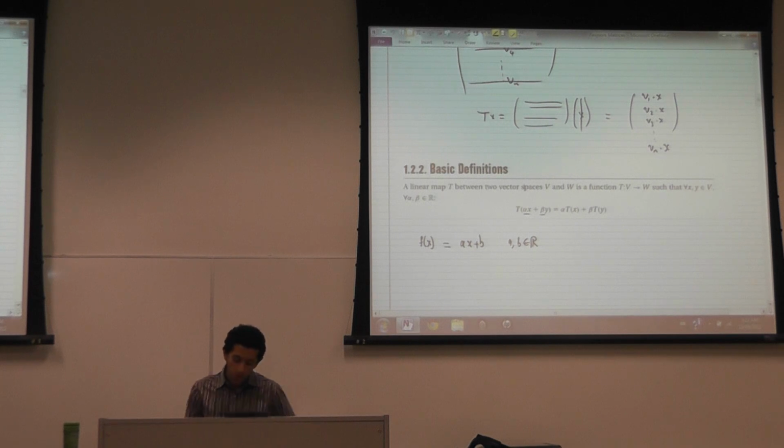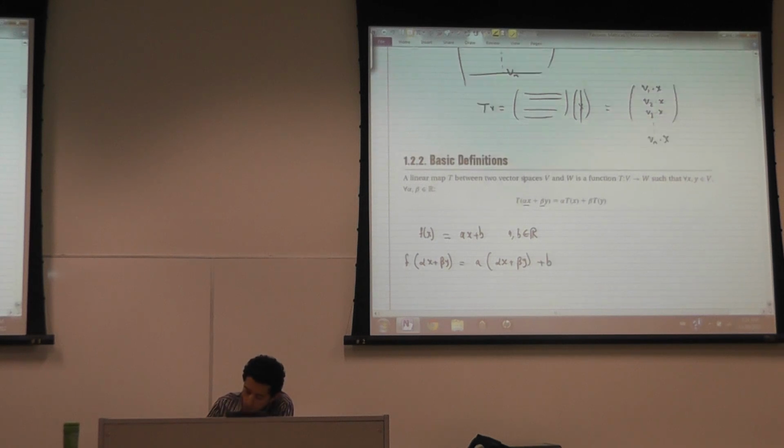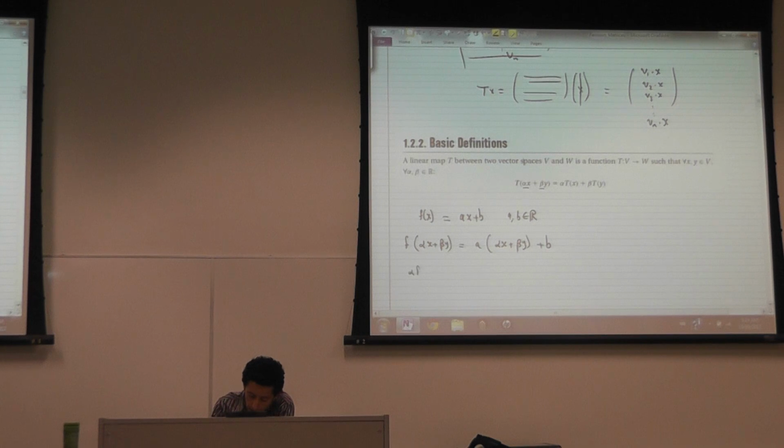So let's try alpha x plus beta y. And let's try alpha f of x plus beta f of y. Alpha f of x will be alpha ax plus b. Beta f of y will be beta ay plus b.